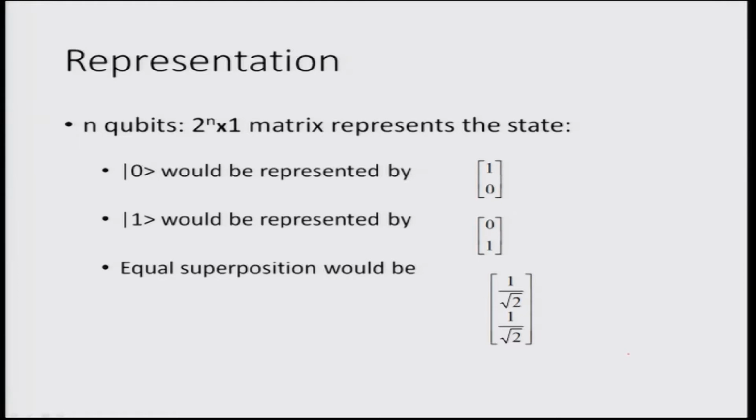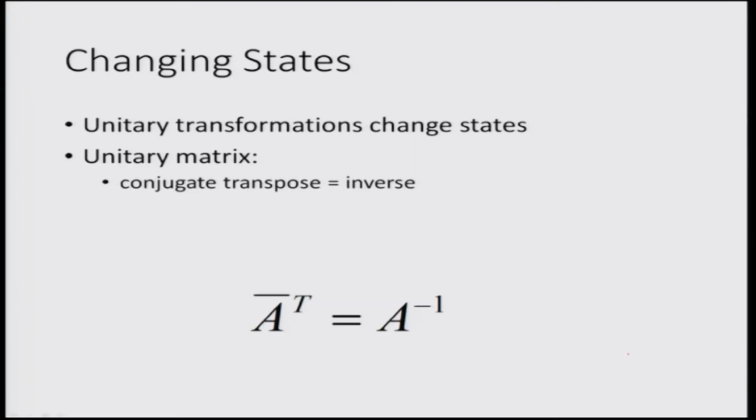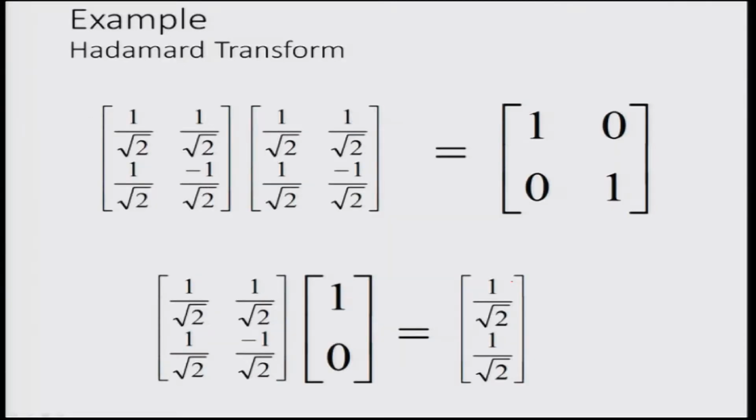and we have been representing them either in vector terms or in matrix terms. And whenever we want to change them, we talk in terms of unitary transformations, which are essentially unitary matrices whose conjugate transpose is the inverse, essentially ensuring the Hermitian nature of the system is preserved.